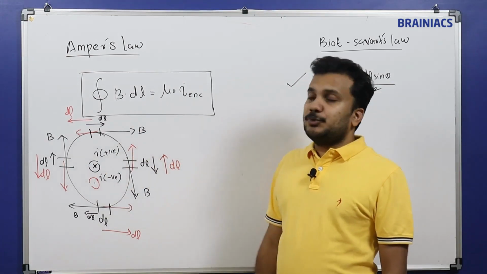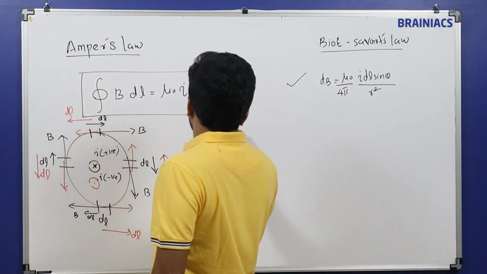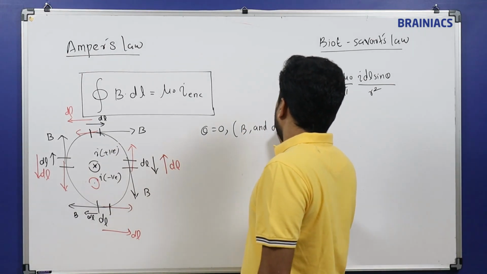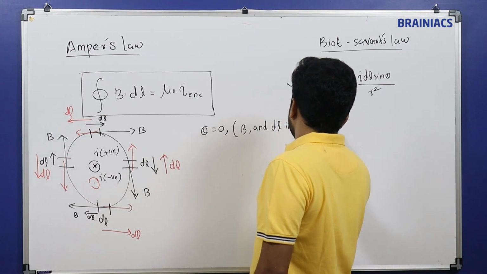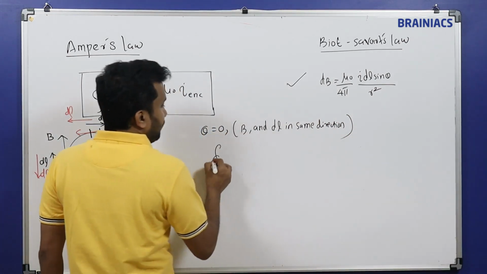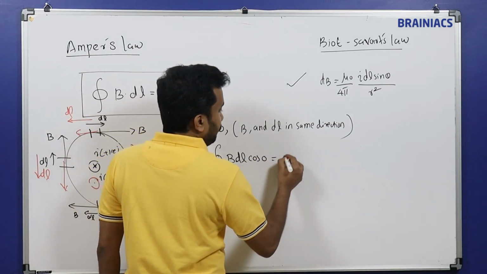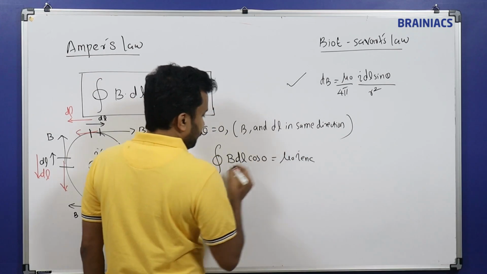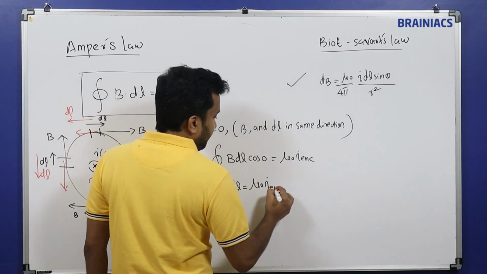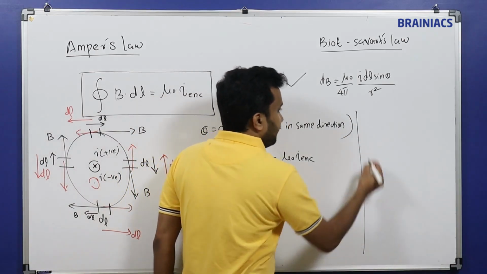So closed integral B dl equals mu 0 I enclosed. In this example, when theta equals 0 degree, what does this indicate? B and dl are in the same direction. So what can we write? Closed integral B dl cos 0 equals mu 0 times current enclosed. Closed integral B dl equals mu 0 times current enclosed. This is the formula.